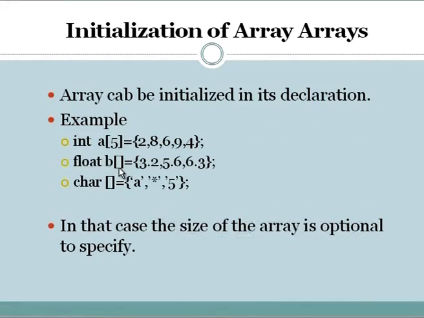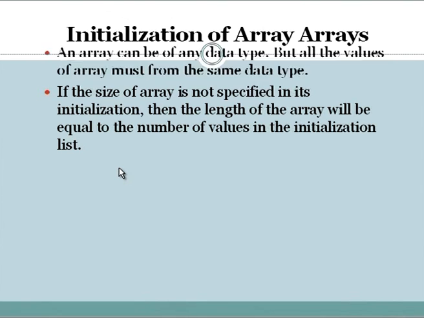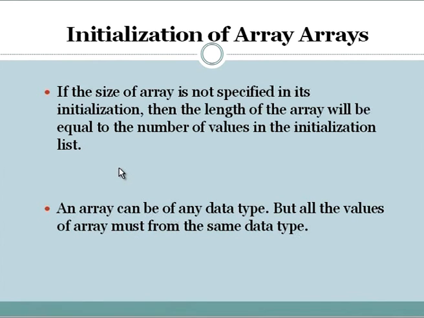In that case, when you initialize the array in its declaration, the size of the array is optional to specify. If the size of array is not specified in its initialization, then the length of the array will be equal to the number of values in the initialization list. An array can be of any data type, but all the values of array must be from the same data type. Let's study this concept through an example.